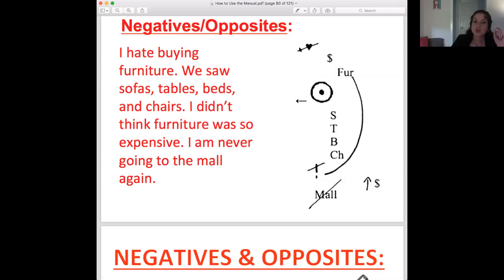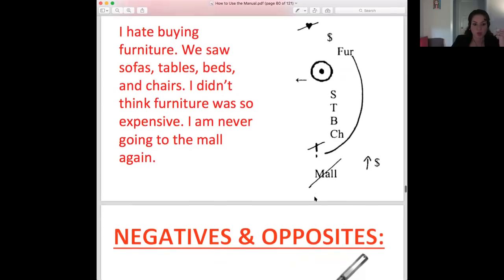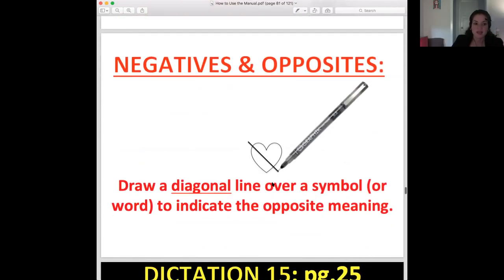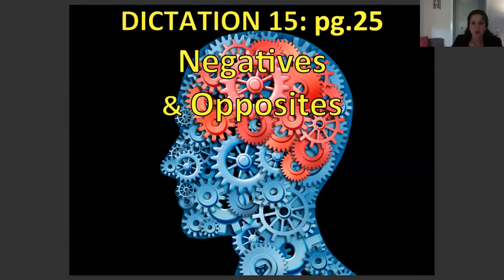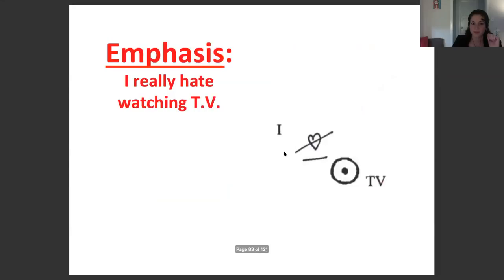I do urge you to just write down one slash instead of, I see some of my students doing X's. The more traces you can save yourself, the less you're writing, the more you're listening, the more you're open to absorbing that information. So again, negatives and opposites, you draw a diagonal line over the word or the symbol to indicate the opposite meaning. For this to become automatic, you're going to do dictation 15 on page 25.